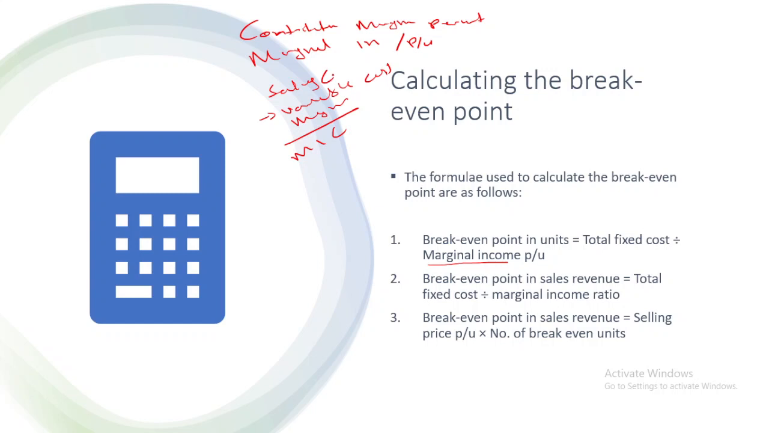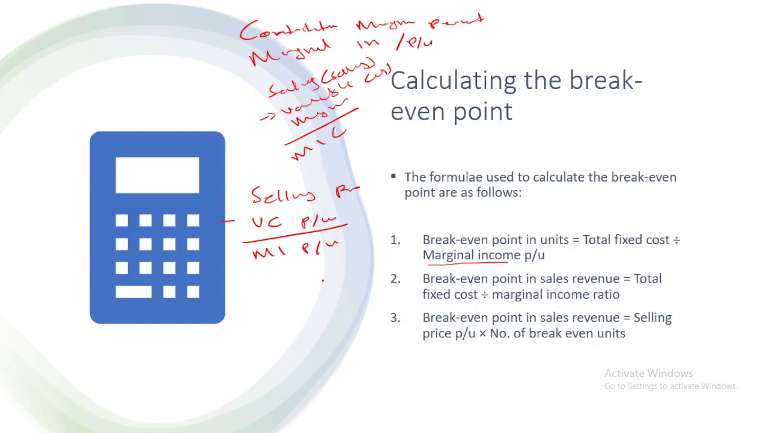So this is your selling price. Therefore, selling price minus variable cost per unit will give you your marginal income per unit. You take your selling price per unit and subtract the variable cost, and you get your marginal income per unit. You then divide the total fixed cost by this marginal income per unit to identify the number of units that are supposed to be produced.